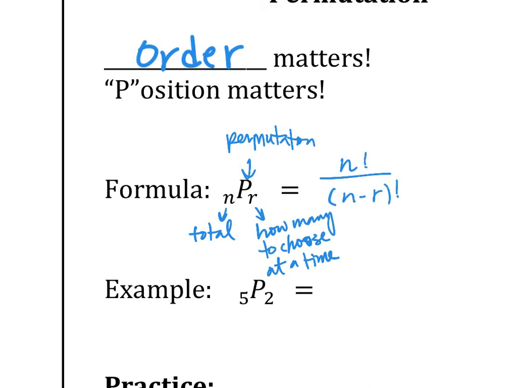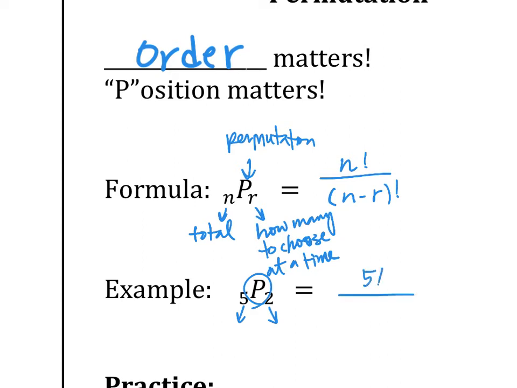For example, 5P2, or 5 permutation 2. So this is the total, so you have 5 things. You're going to find how many ways can you choose 2 things, 2 out of 5 things. But order matters. Okay, so let's use the formula.